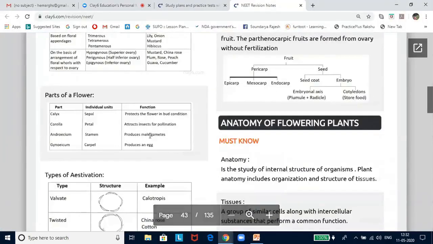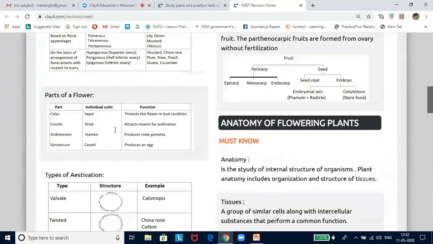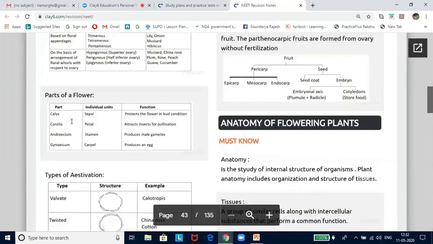Now let us get into parts of the flower. If you look at it, you have got four whorls. They are calyx, corolla, androecium, and gynoecium. Now if it is a complete flower, it will have calyx, corolla, androecium, and gynoecium, and all the four whorls will be present. That's why it's called a complete flower or a bisexual flower. If any one whorl is absent, then it is called a unisexual flower. If only stamen is present, it is called a staminate flower, or if pistil is present, it is called a pistillate flower.